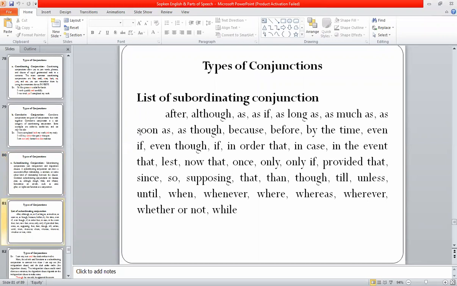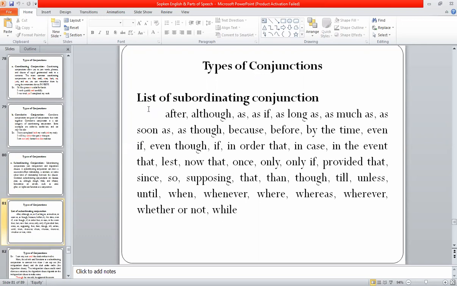Then we have also seen the list of subordinating conjunctions. This is a very long list of conjunctions, and we can't remember all of it. We just have to see these words and try to remember a few of them, which we use for daily or general purposes. So let's see the list. What is there in the subordinating conjunctions?